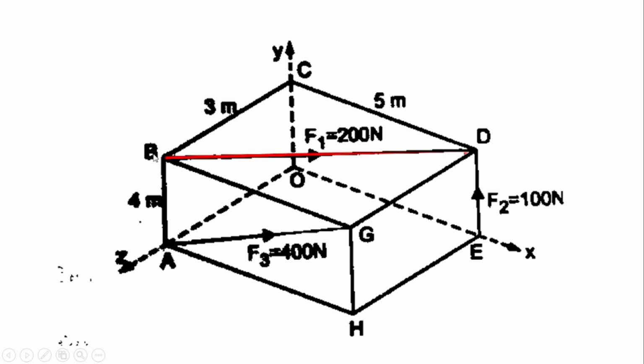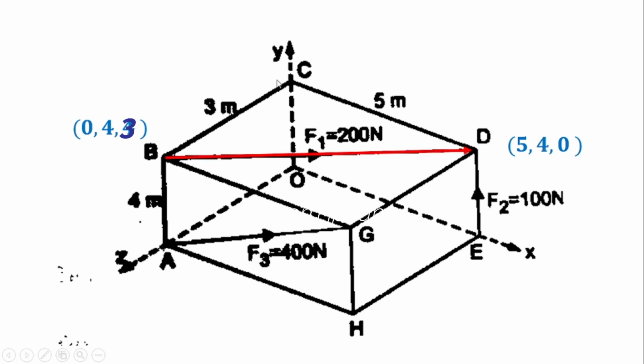Now find the coordinates of point B. This B is located on the YZ plane. See, this is the YZ plane. So its X component will be 0. The Y value of point B is 4 meter and the Z value is 3 meter. Both are positive. So the X component is 0, the Y component is 4 meter and the Z component is 3 meter.